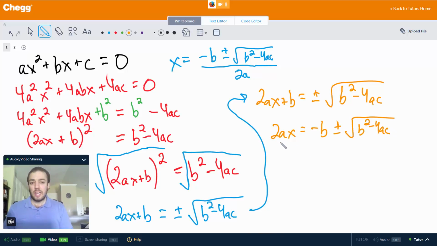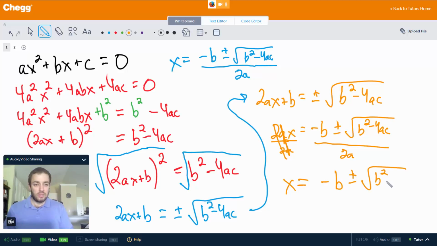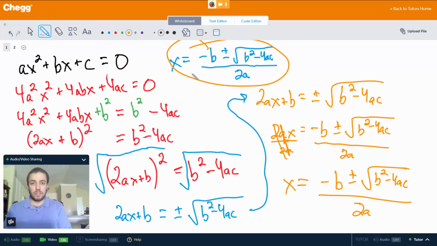Finally, we divide both sides by 2a. Make sure we divide everything over here by 2a. Then this cancels, and we're left with x equals negative b plus or minus the square root of b squared minus 4ac, all divided by 2a. That's exactly what we were expecting to get, because that is the quadratic formula.